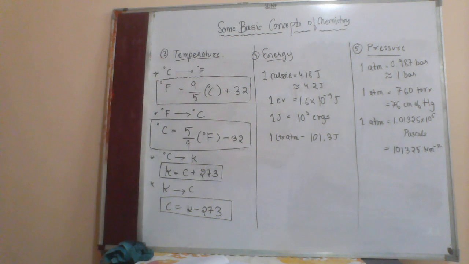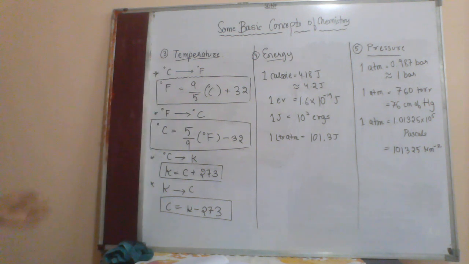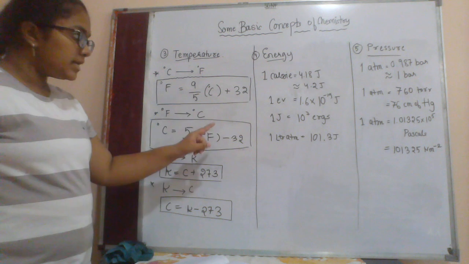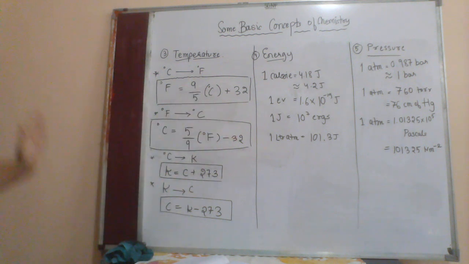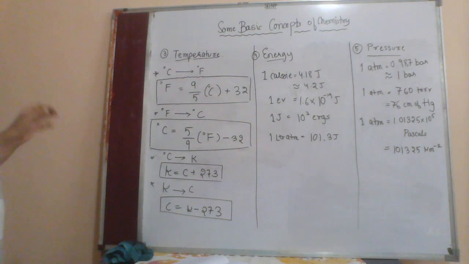Coming to energy. 1 calorie is equal to 4.18 joules in proper numbers, which can be rounded off as 4.2 joules. 1 electron volt, eV, is 1.6 into 10 to the power minus 19 joules, and 1 joule can be written as 10 to the power 7 ergs. Now 1 liter atm can be written as 101.3 joules.